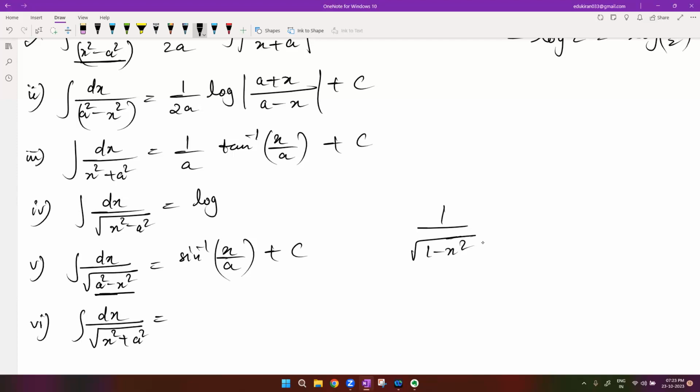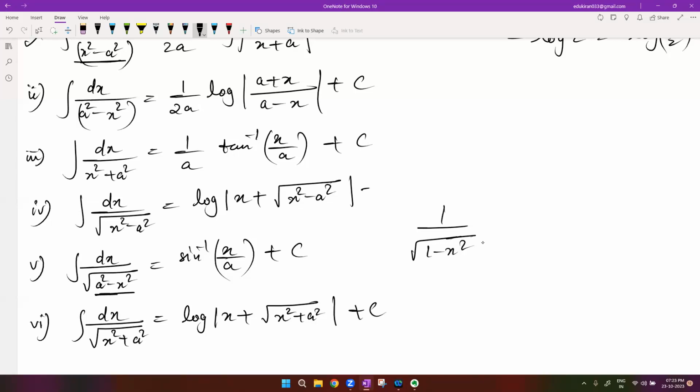And these are pretty easy. You just write log of x plus the same expression: log of x plus root over x square minus a square, and log of x plus root over x square plus a square. These 6 formulae are important. If you haven't written them in the center page, please write them. And these are basically to help you solve all the quadratic equations.